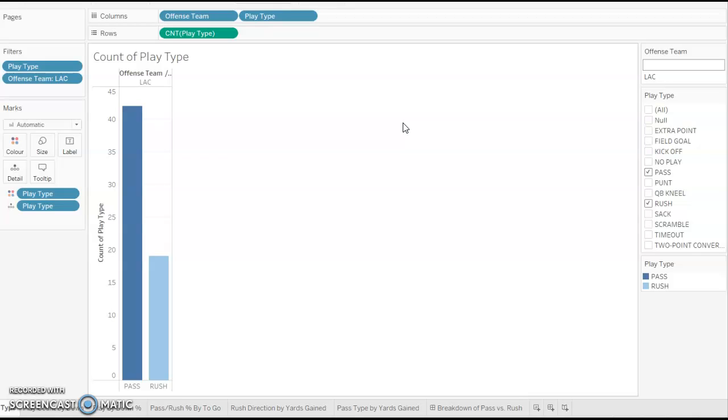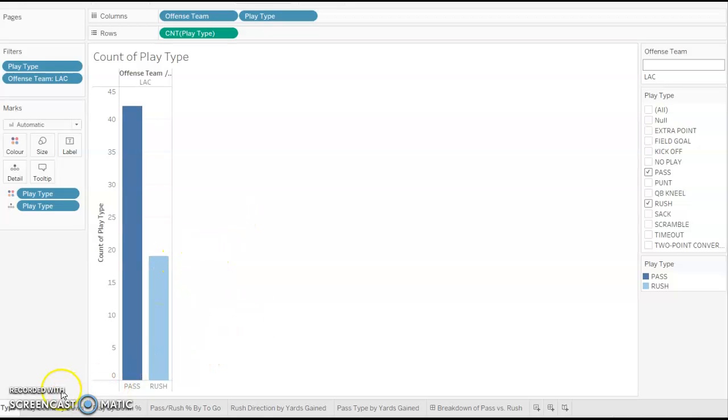So we can see here that the Chargers, and one thing that's really cool about Tableau is when I'm in the software, I can hover over it and it'll tell us exactly what the measure is without looking at the labels on the sides. So they passed the ball 42 times and they ran the ball only 19.